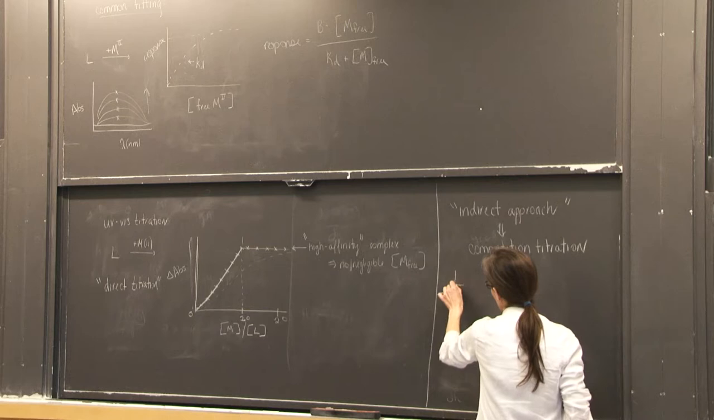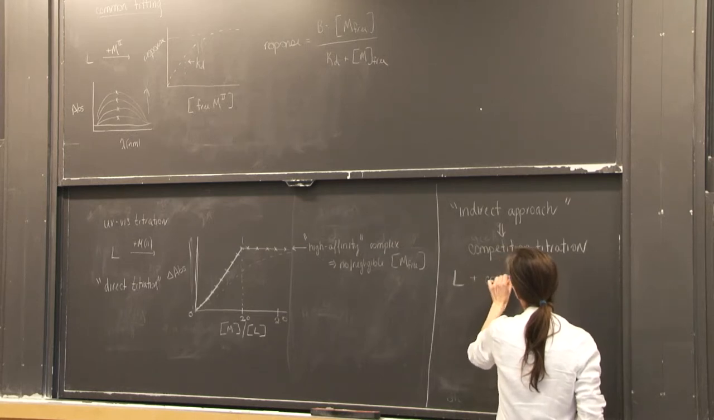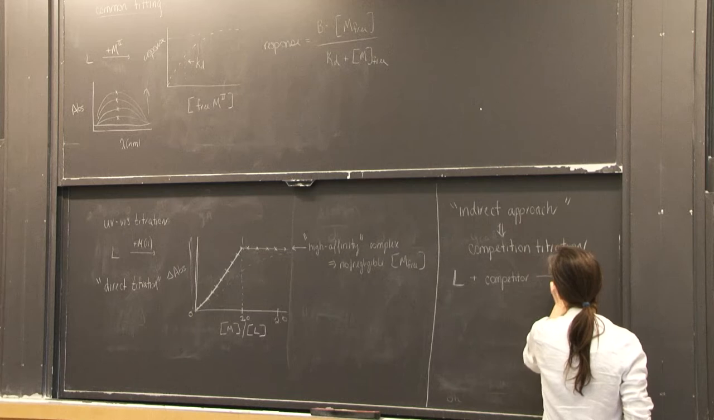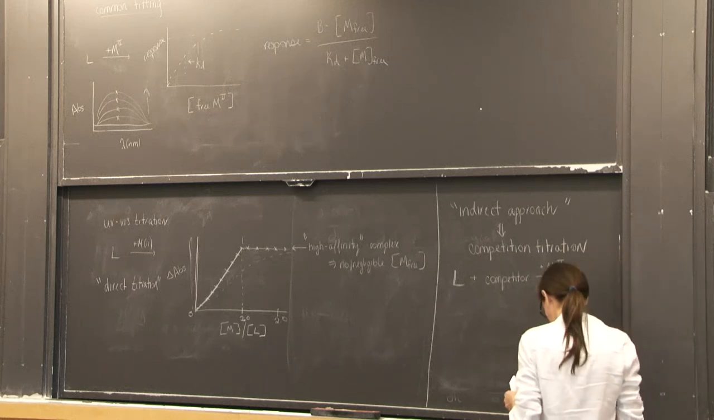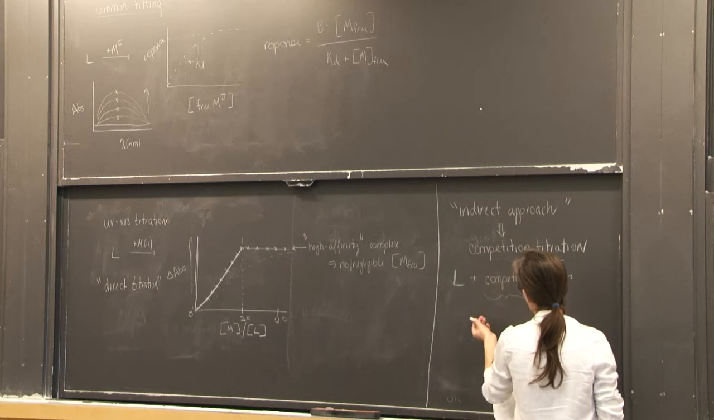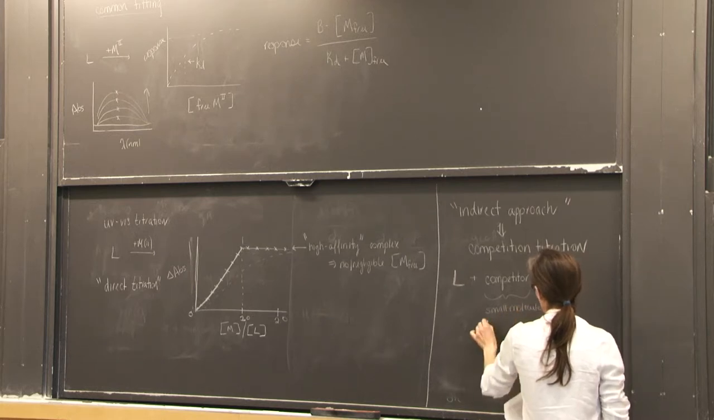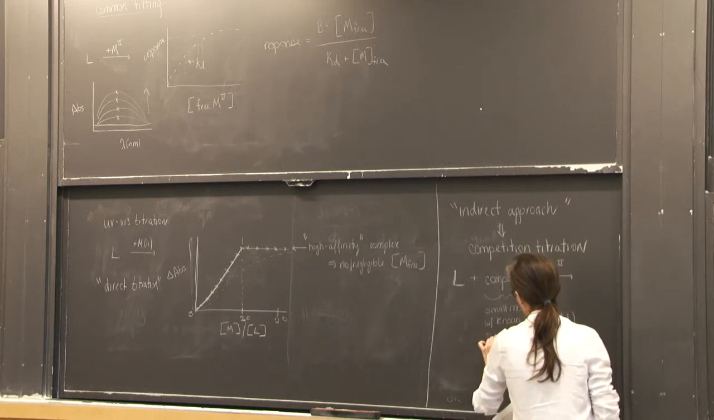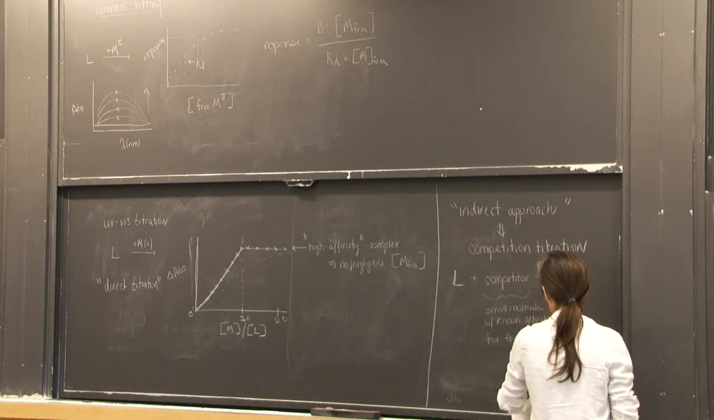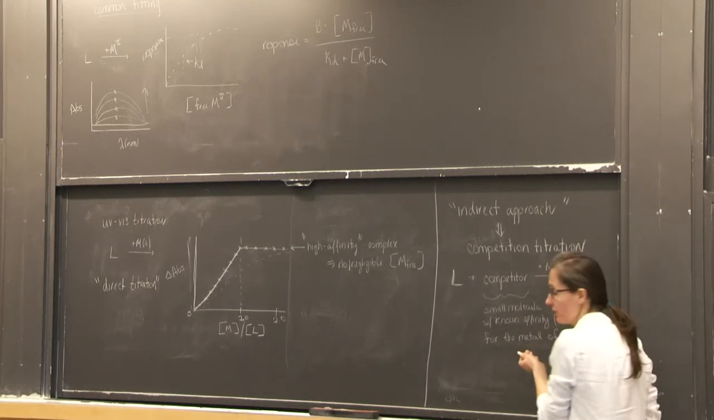Where you take your ligand or protein of interest, you take a competitor, and you titrate in the middle. So what is this competitor? Typically, it's a small molecule, with a known affinity. So a known KD for the metal of interest, under the experimental conditions you're using.